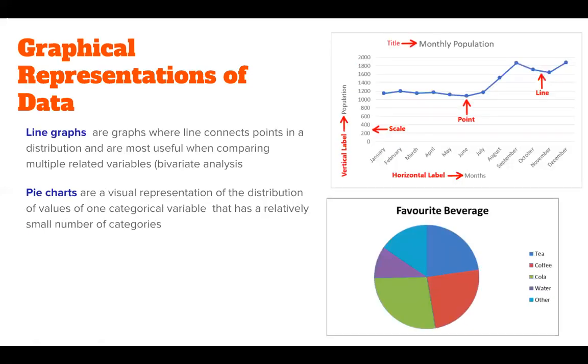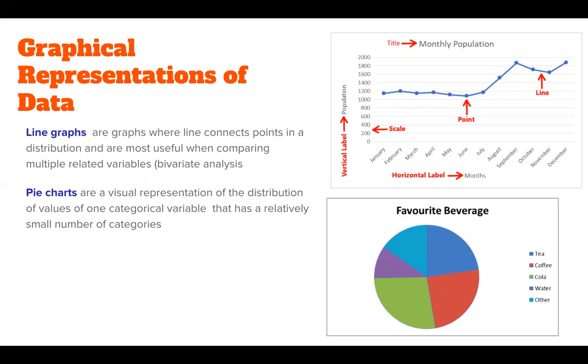Now, line graphs are when a line connects points in a distribution. They are usually much more useful when comparing multiple related variables as opposed to just one variable. So this is much more useful when you're talking about a bivariate or multivariate analysis. Although you can use them for univariate analysis, in terms of utility, it's more useful if you are talking about more than one variable.